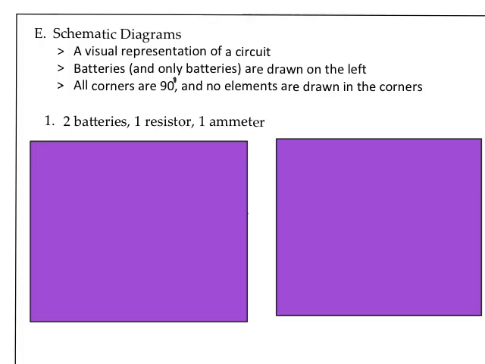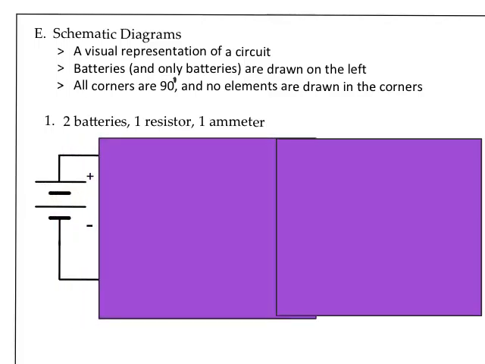We've got 2 batteries, a resistor, and an ammeter. So you always start out drawing the batteries, and you can write the plus and minus signs over here, or I could have put them on this side. It doesn't matter. It's a personal preference. Typically, you'll see them on the outside. But with 2 batteries, I want one long and one short line for one battery and a long and a short for the next battery. And then these are going to be my wires, and I want to make right angles, so 90-degree corners.